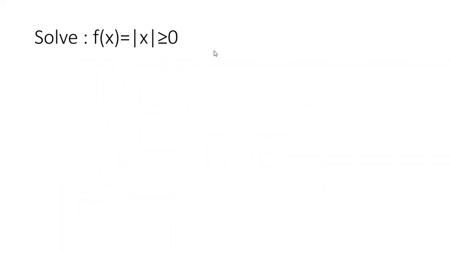Now let us solve this. Mod x is greater than or equal to 0. So what would be the values of x for which mod x is greater than or equal to 0? The answer would be x belongs to R. Because for all the real numbers, you can take any real number, negative, positive or 0, the value of mod x will be either 0 or greater than 0. And that's why the solution set here will be all the real numbers.